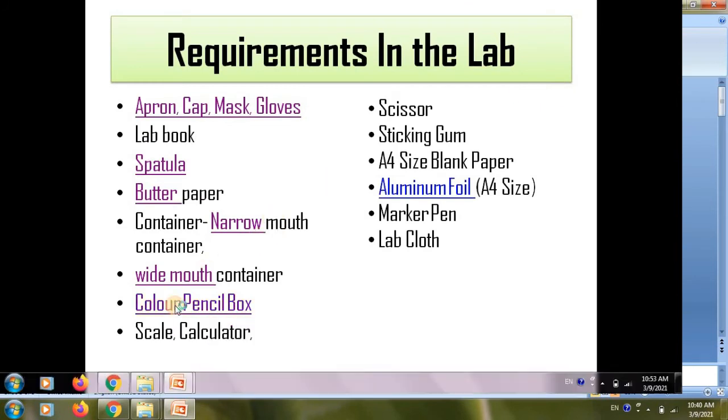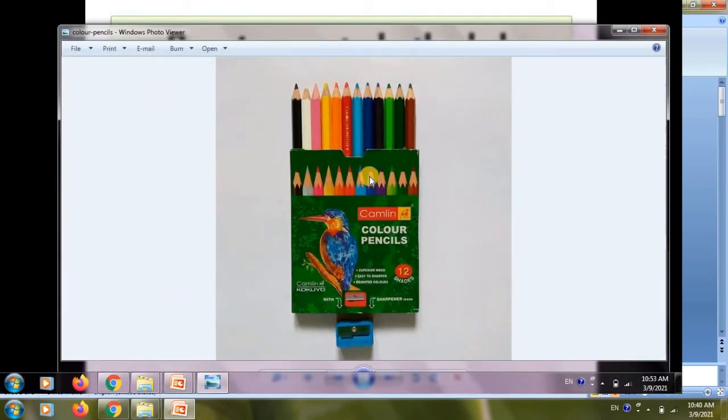Then next is a color pencil. We have to prepare a label, because we have a container and we are going to fill the formulation in that container, and we have to label that container. That label should be attractive, and we can make an attractive label with the help of such color pencils. So individually you have to buy this color pencil box.